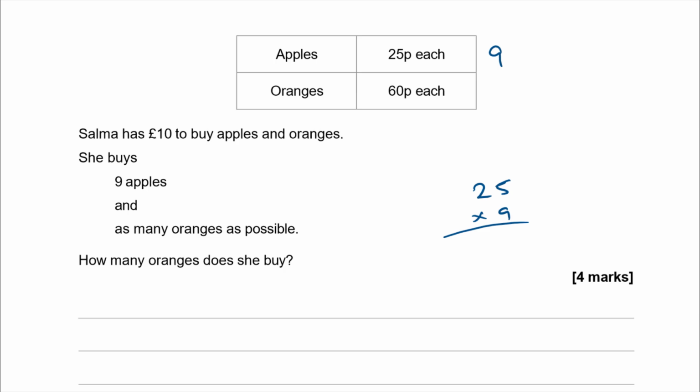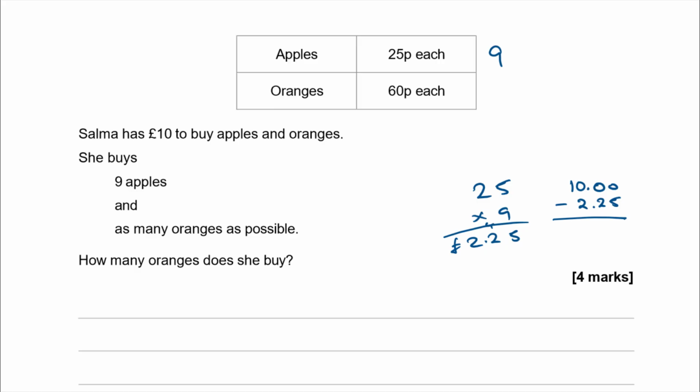Well, 5 9s are 45, so 5 carry 4. And then 2 9s are 18 plus the 4 is 22. So that's 225 pence, or £2.25 in pounds. And remember, she's got £10 to spend. So next thing, I want to know how much is left after I've spent my money on all those apples. So I'm going to do £10 minus the £2.25.